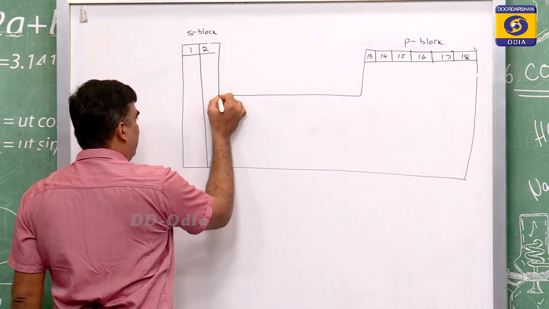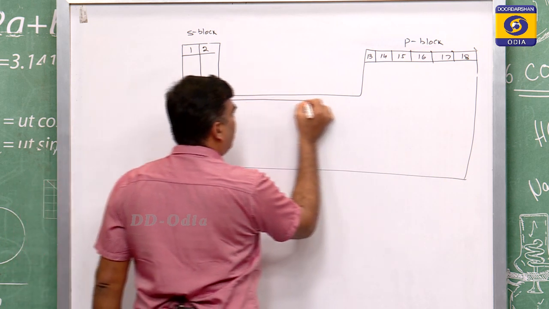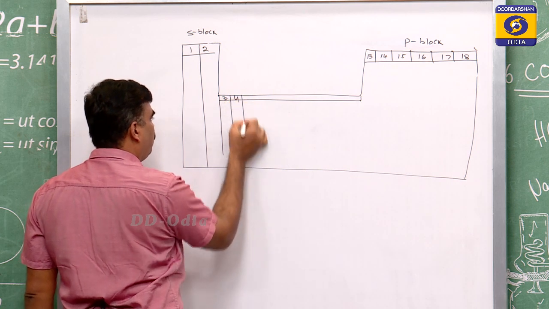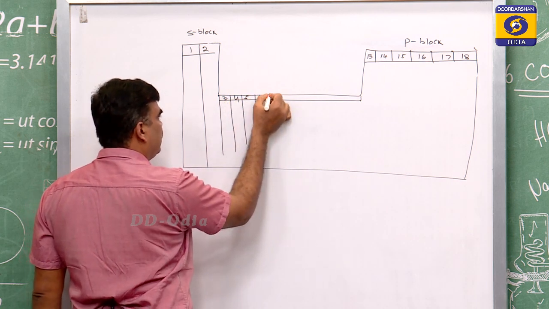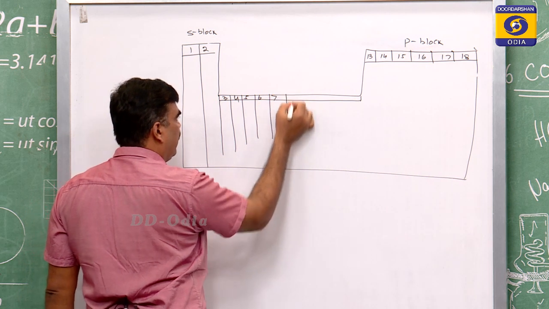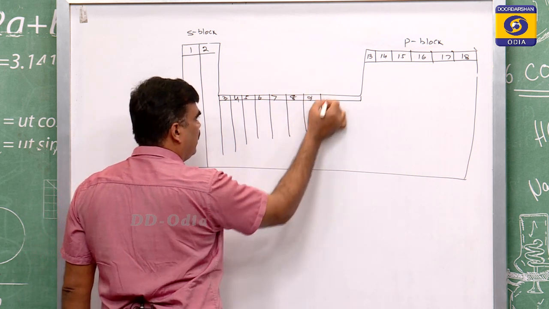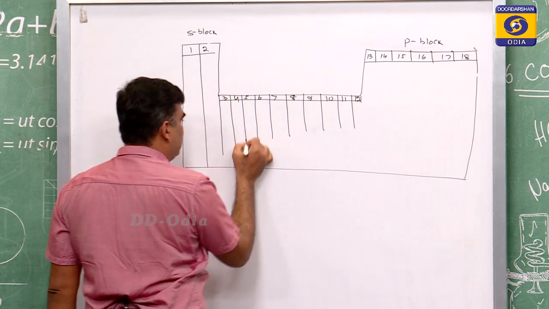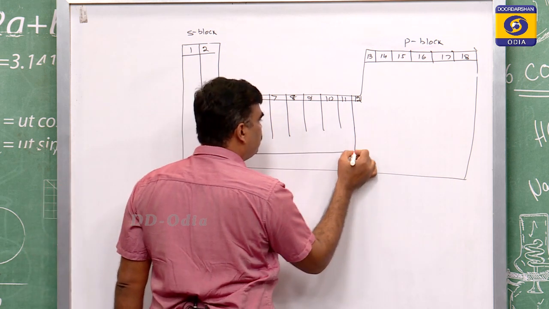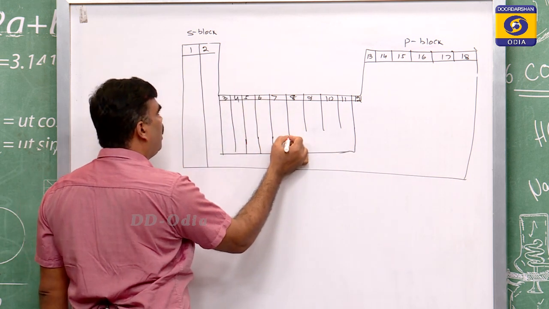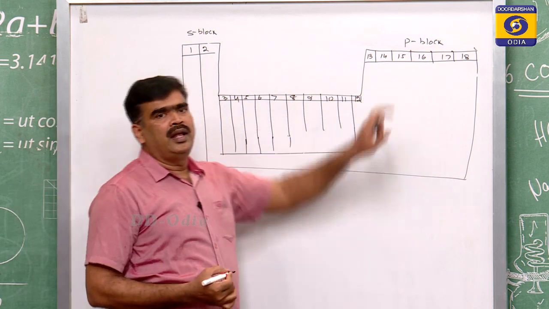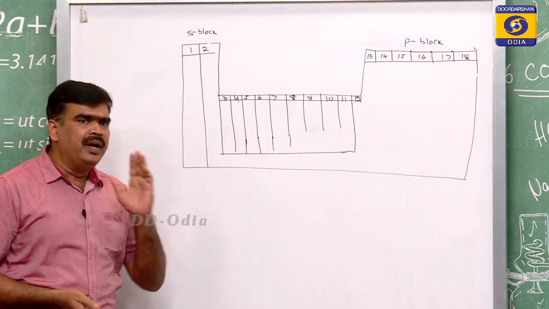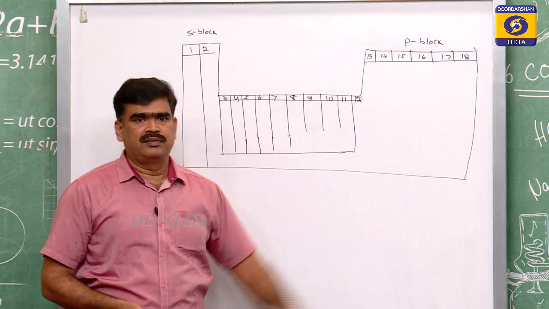This D block contains group numbers 3, 4, 5, 6, 7, 8, 9, 10, 11 and 12. So these 10 groups, from group 3 to group 12, come under the D block category. Its position is in the middle, in between S block and P block.